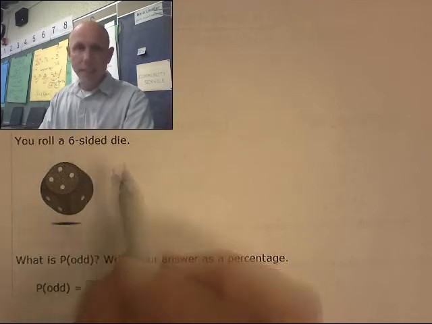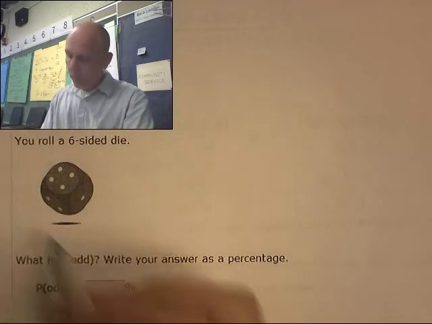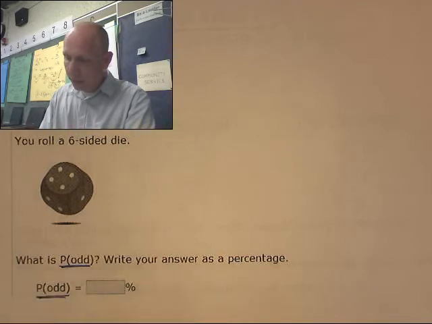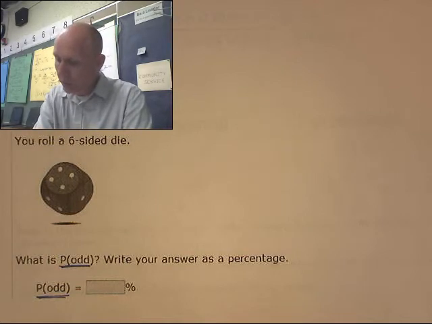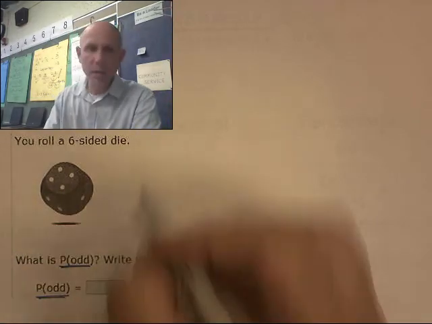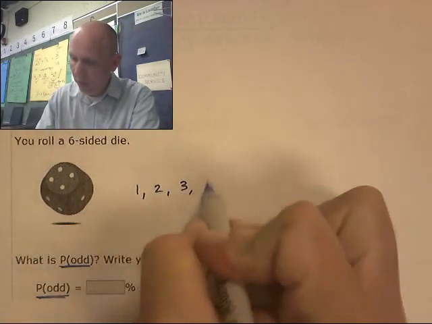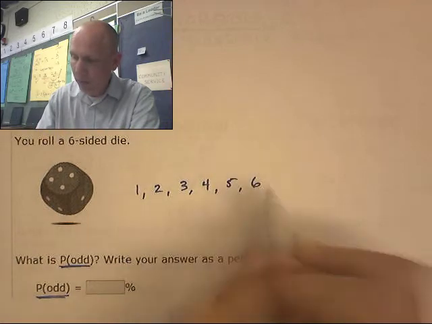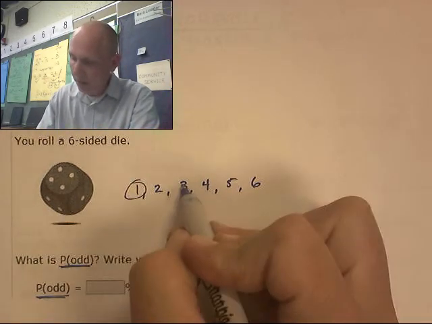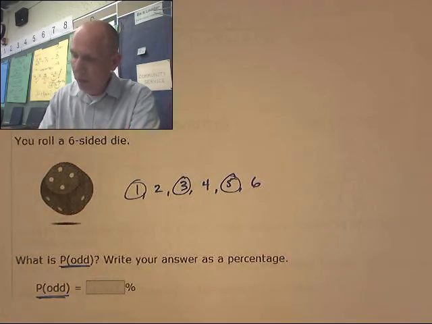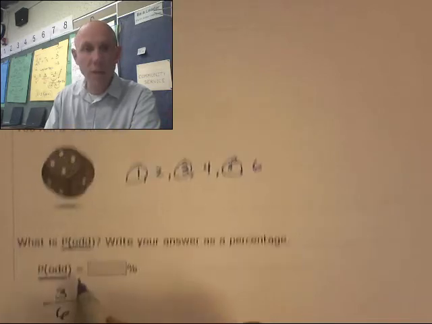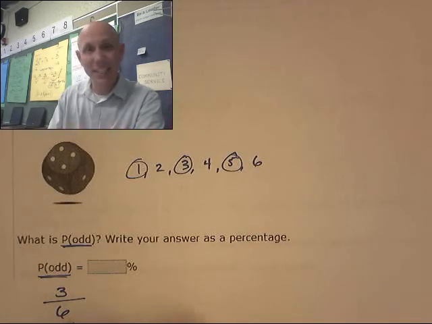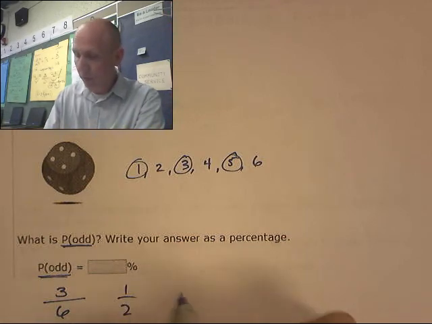You roll a 6-sided die. What is the probability that it's going to be odd? And it wants it as a percentage. Well, how many odd numbers? What are the numbers on a die? I have 1, 2, 3, 4, 5, 6. Those are the possible outcomes. And those are the favorable outcomes. 3 out of 6. 3 favorable outcomes out of 6 possible outcomes. That's going to be 1/2, which is 50%.